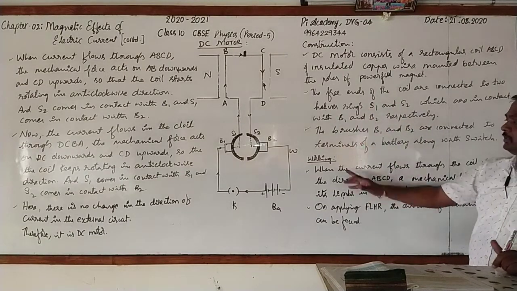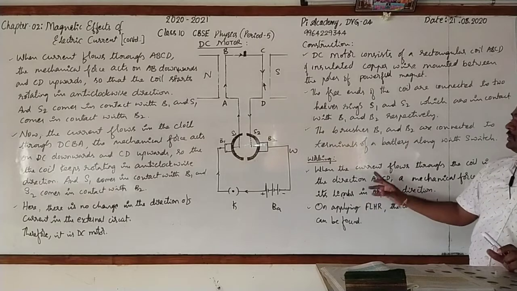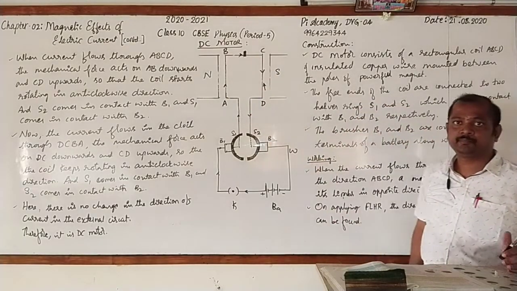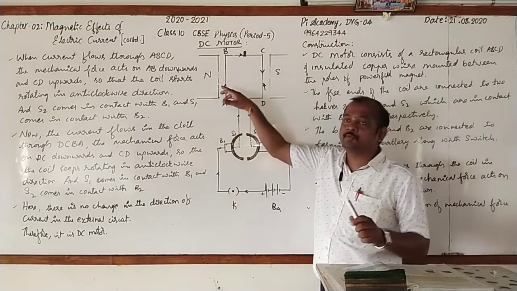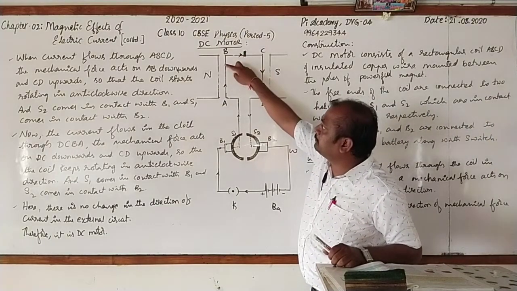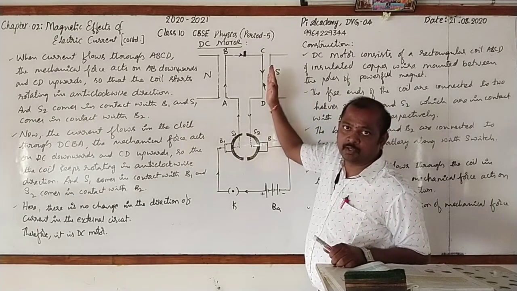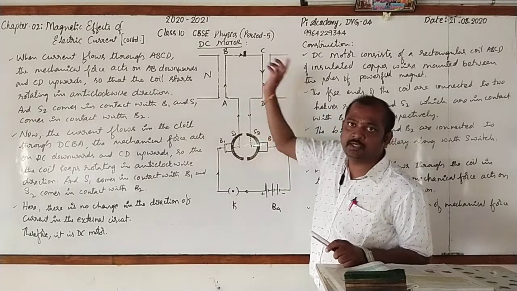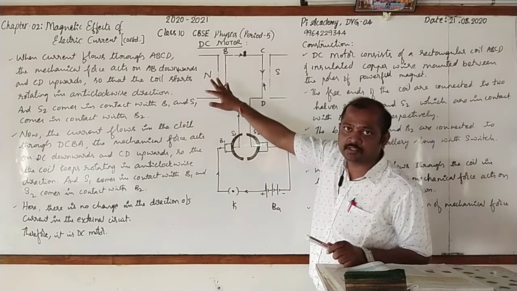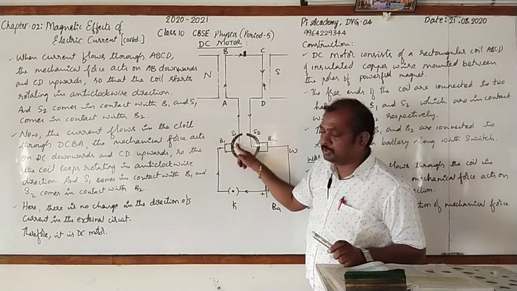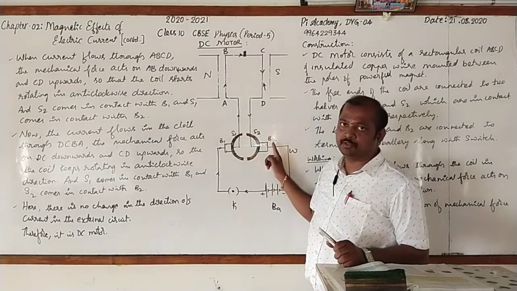Construction I have already explained. Working also. See that here when the current flows through A, B, C, D, first the mechanical force acts on the limb AB downward and CD upward. So the coil starts rotating in the anti-clockwise direction, and during the first half rotation S2 comes in contact with B1 and S1 comes in contact with B2.